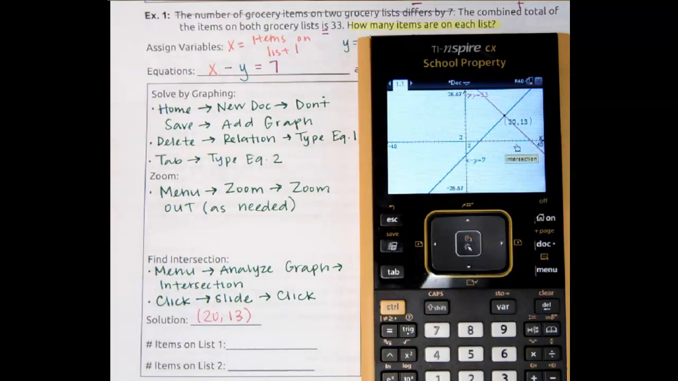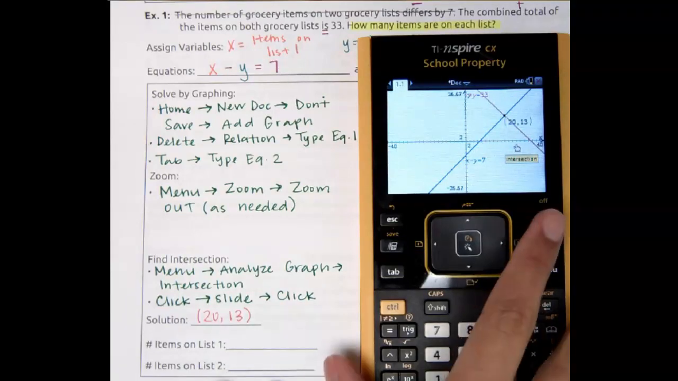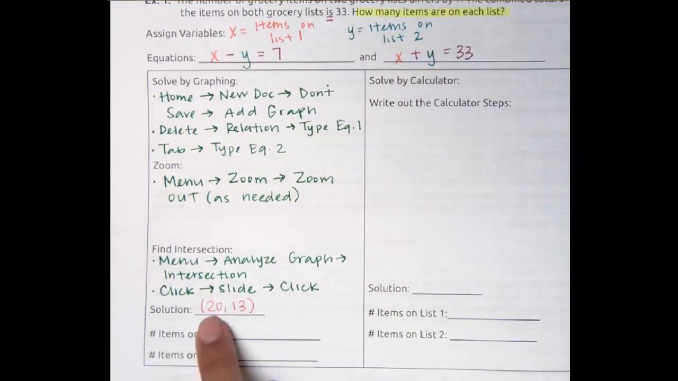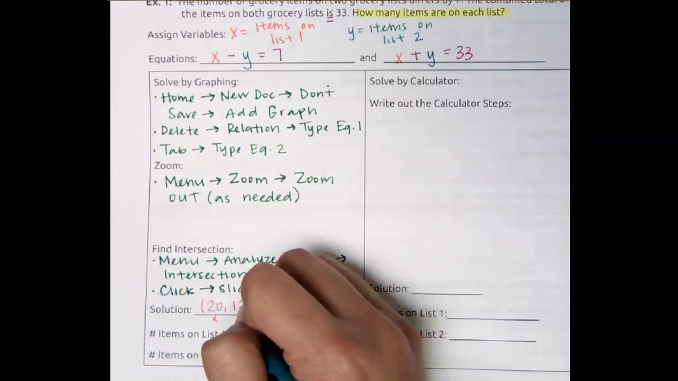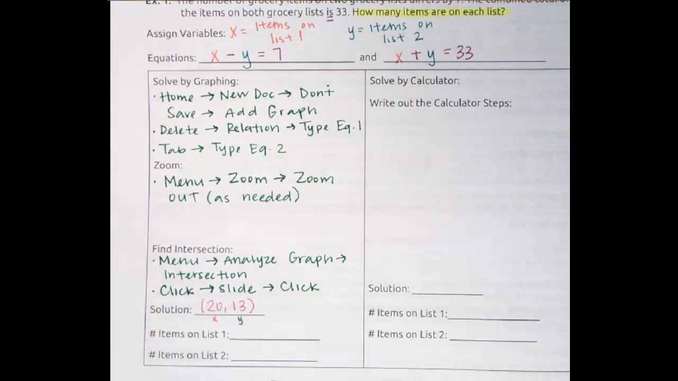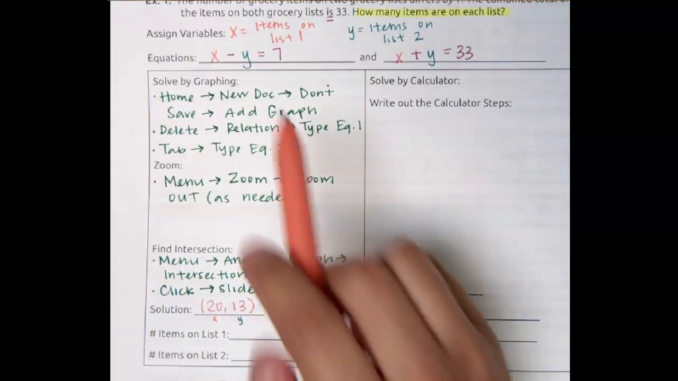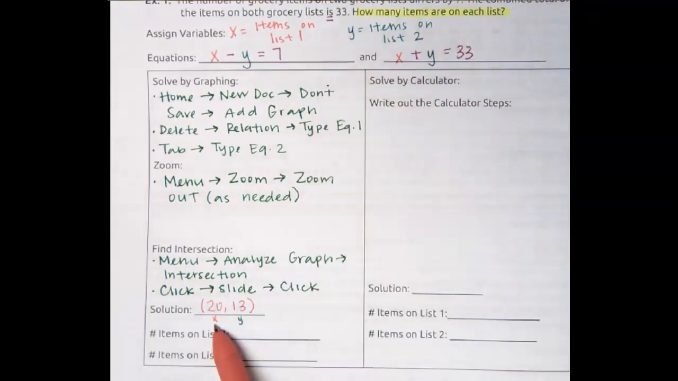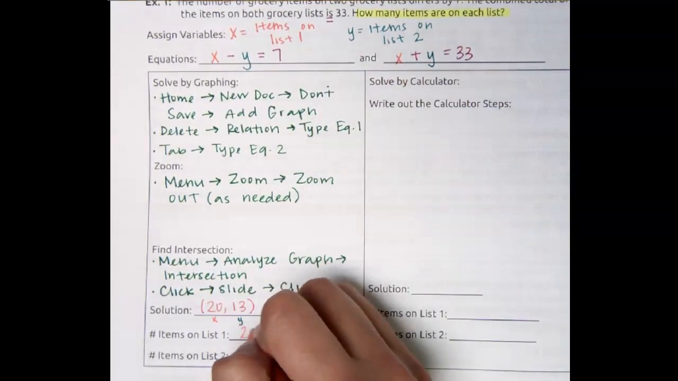Now, the question was, way up here highlighted, how many items are on each list? Well, 20, 13 tells me nothing. It just tells me that that's a point where they intersect. So I need to be able to take that information from that ordered pair to actually answer the question. So 20 is in the X place of my ordered pair, because remember, when we have an ordered pair, it is X, comma Y. So what does X represent in our system? Well, up at the very top, before we wrote our systems, we said X is the number of items on list one. So how many items are on list one? There are 20 items.